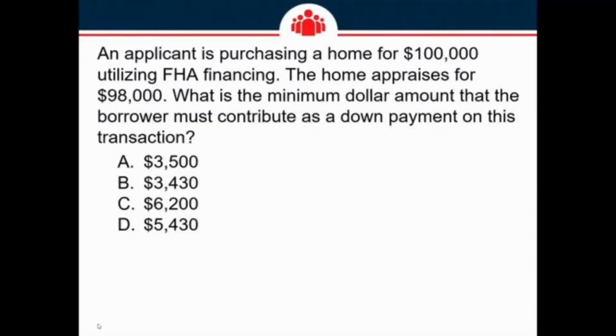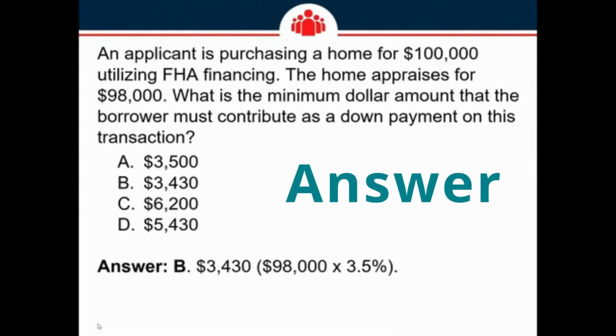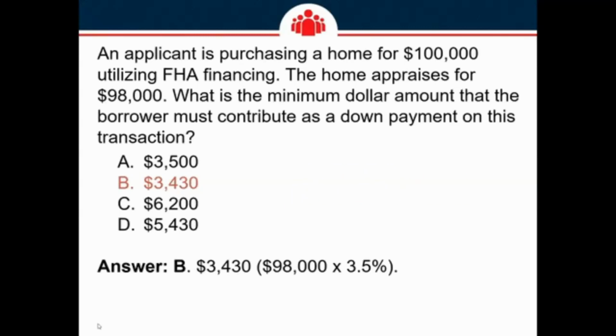Here's a question for you. An applicant is purchasing a home for $100,000. They're going to use FHA financing. The home appraises for $98,000. What is the minimum down payment that the borrower would have to pay? Again, remembering that you use the lower of the two, which is the $98,000, and then they said FHA, so it's going to be times 3.5%. The answer would be B, $3,430.